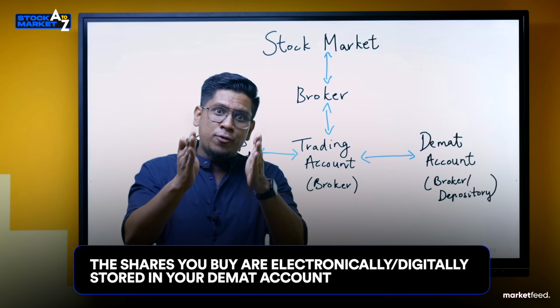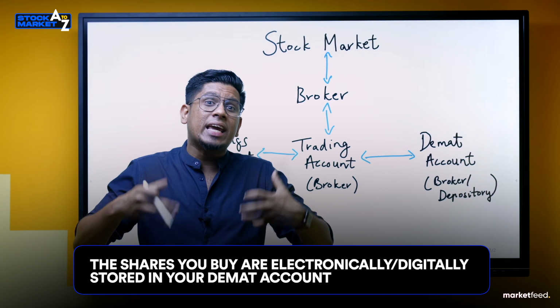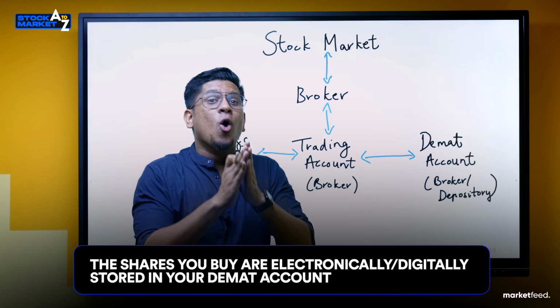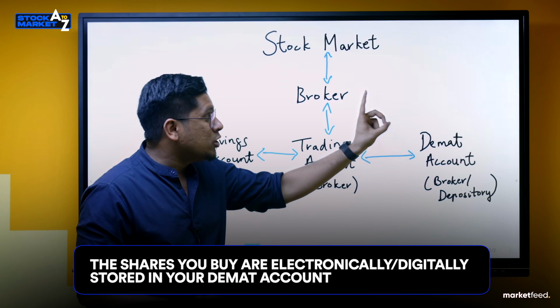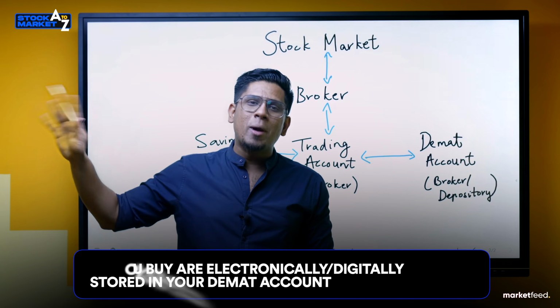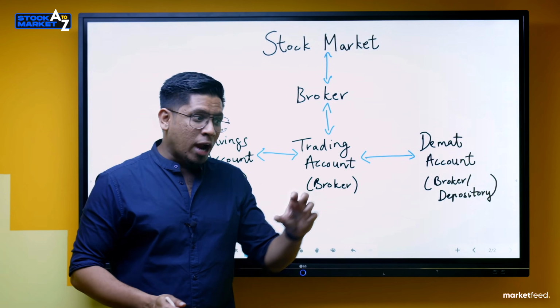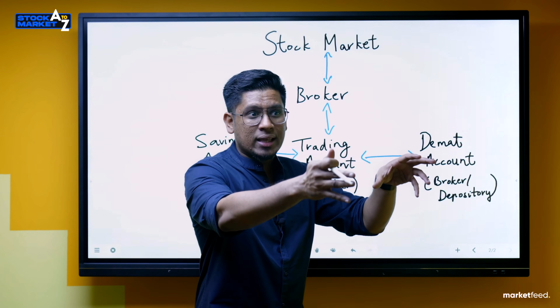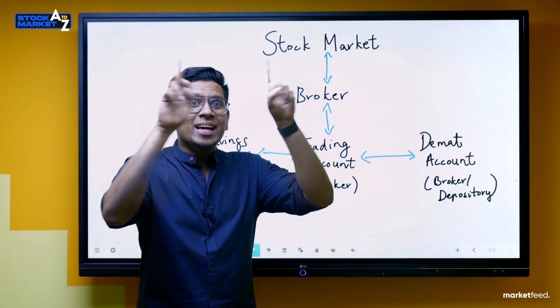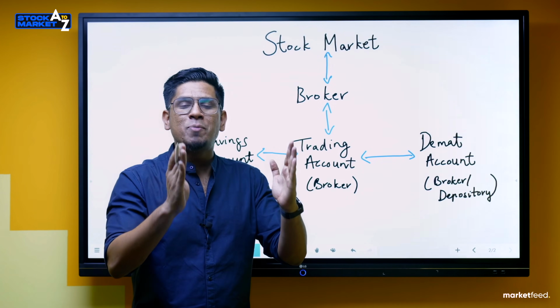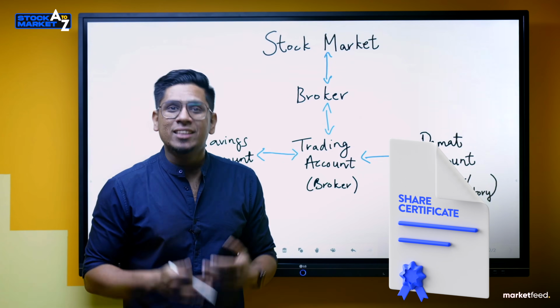So it's necessary for you to have a demat account so that the shares you buy are digitally or electronically saved or stored in the demat account. Let's go back to the olden days. In the olden days, if you wanted to buy the share of a company, you had to contact a broker. The broker would buy the share and would deliver the share certificate on paper to you physically. This is how things were.